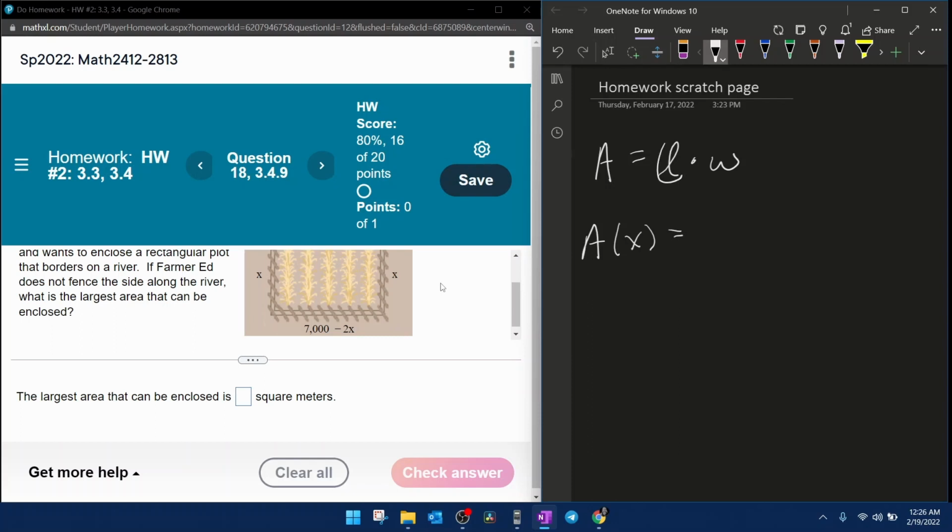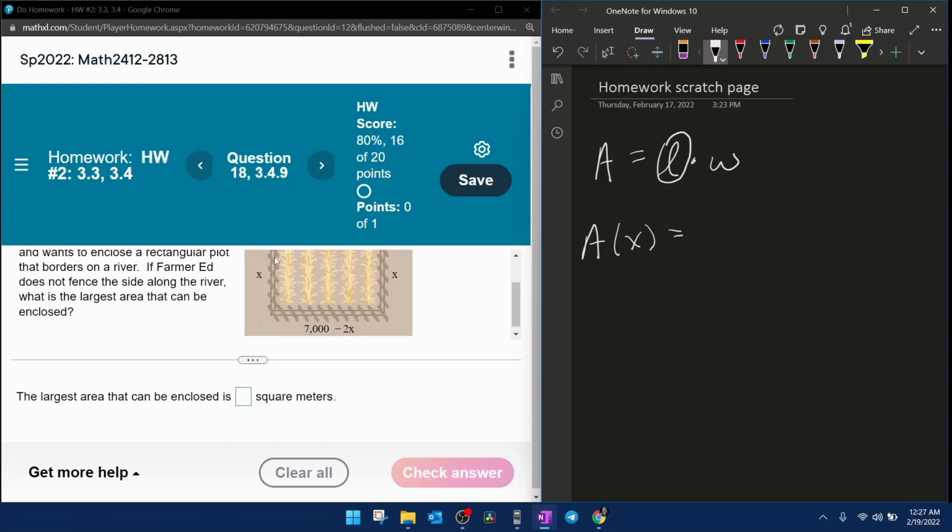So if you look at the picture, the length along the bottom side, they have already labeled as 7,000 minus 2x. Let me explain where they got that. Remember, it said that the farmer had 7,000 meters of fencing to use. So if he uses some amount, which we don't know, for the 2 sides, then the remaining amount would be used for the length here.